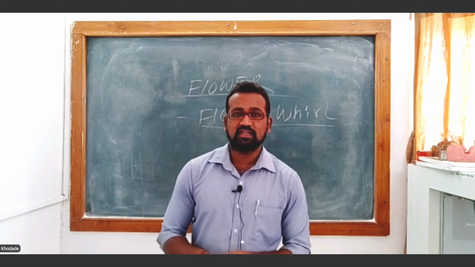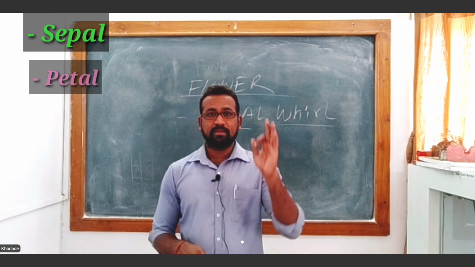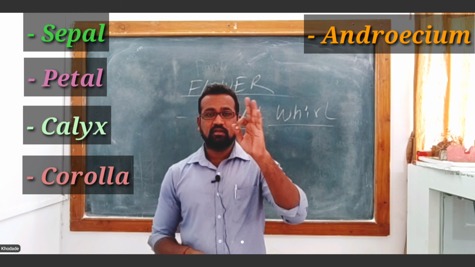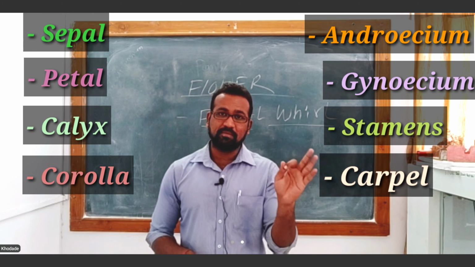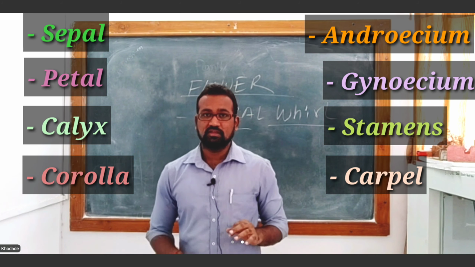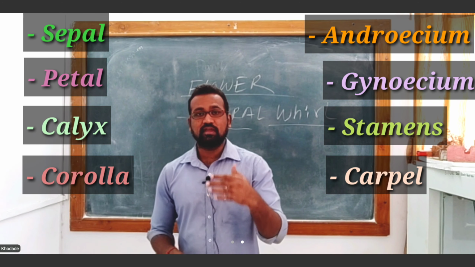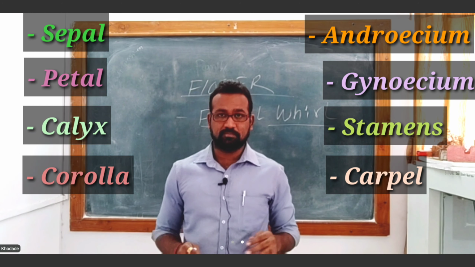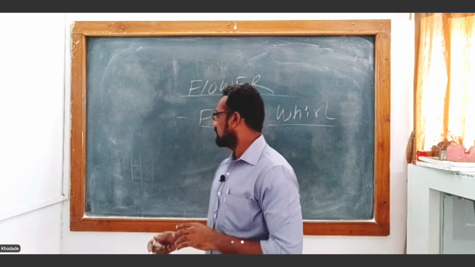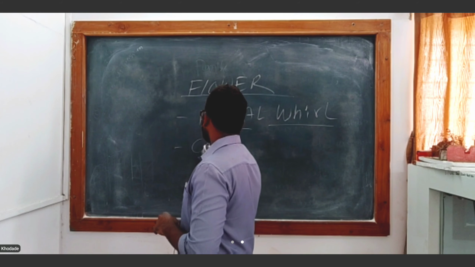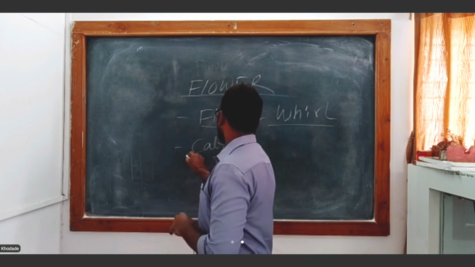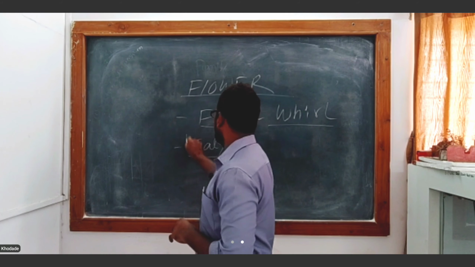I'm sure you must have heard words like sepal, petal, calyx, corolla, androecium, gynoecium, stamen and carpel. Many students are confused in understanding these. Here I am trying to help you understand the difference between them. So first of all, let's see what we mean by a calyx. I have made a box for it. Calyx. The photograph indicates that the green portion below the flower is considered the calyx.